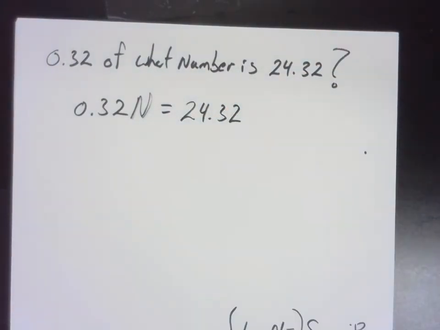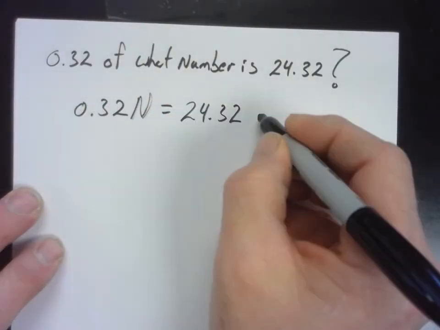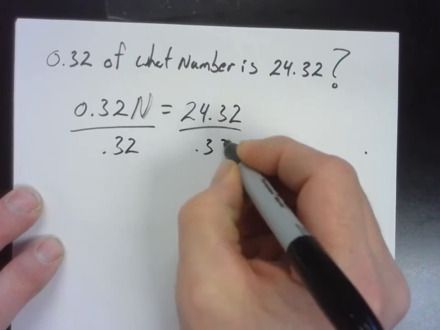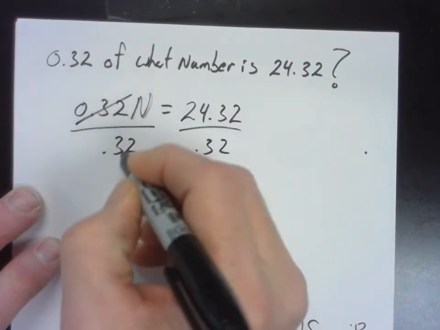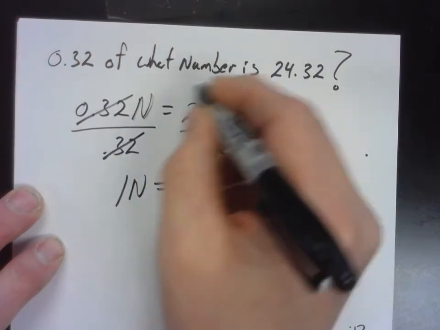Any question about how to solve this? Are you glad you can use a calculator now? Okay, so all I need to see is that you write out the equation, you divide both sides by 0.32. I want to see that. I want to see that these cancel and give you 1 times n. And then it's okay to do this bit on a calculator.